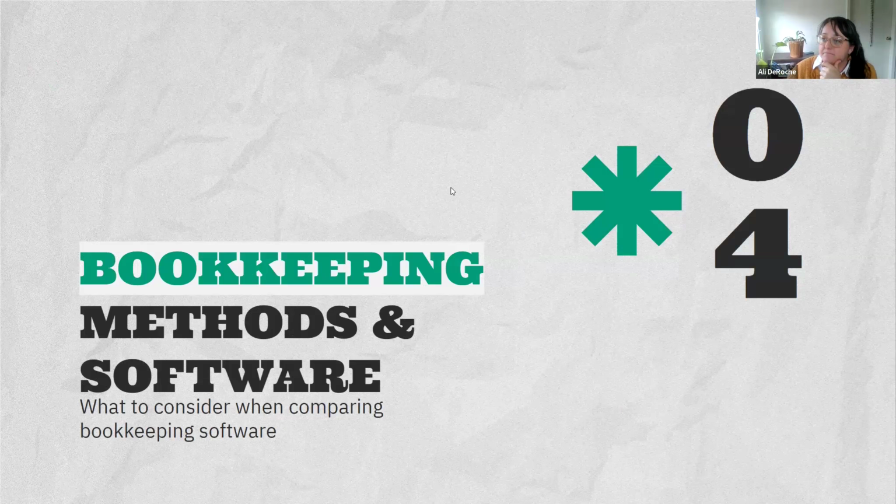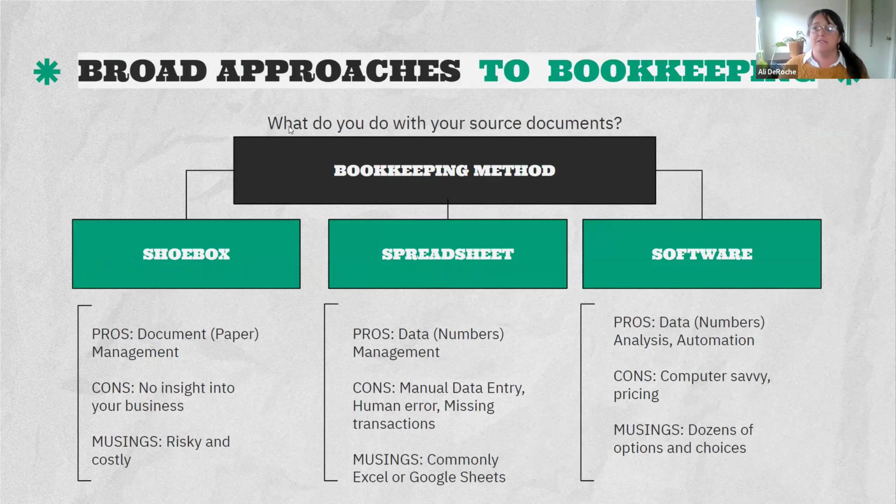So if you can think about it this way, there's sort of some broad approaches to bookkeeping. So answer the question, what do you do with those source documents, right? So if you get a bank statement, maybe you're the type of person who puts that in a shoebox, right? Technically, that is a method of bookkeeping. The pros: hey, I have it. If the IRS wants to call me up, I've got a copy of it. We can look through it, right? So you do have some document or paper management. The cons: really no insight into your business. If I asked you, hey, how much did you spend on, I don't know, maybe you're a hamburger shop, how much did you spend on burgers, burger meat last month?